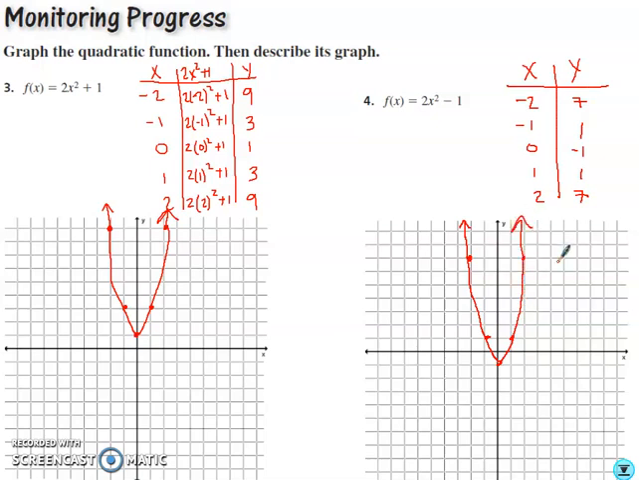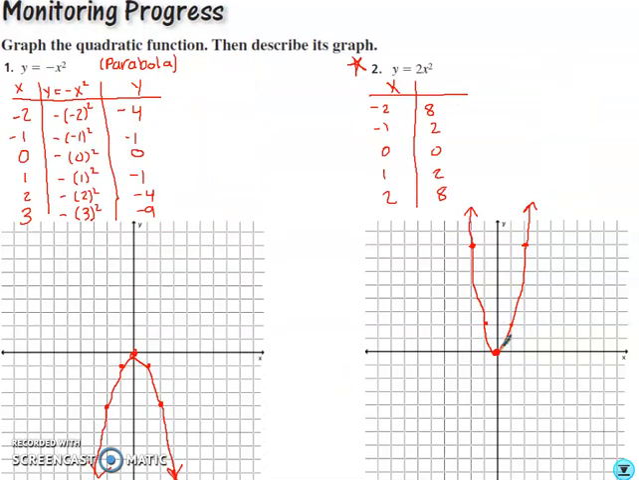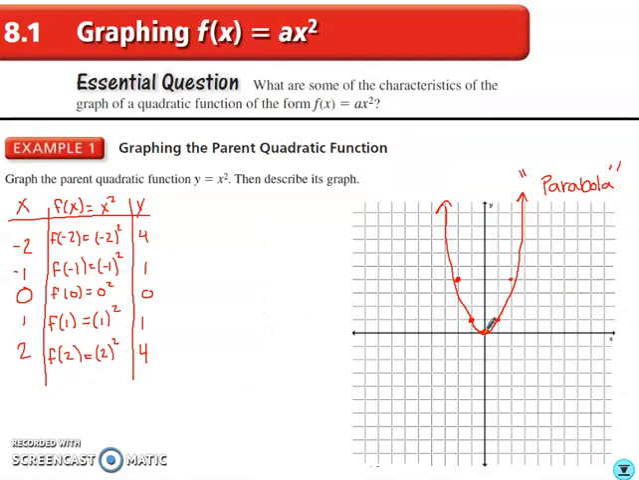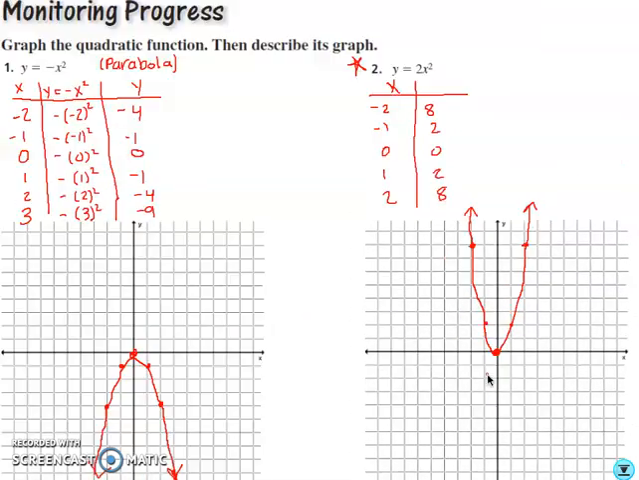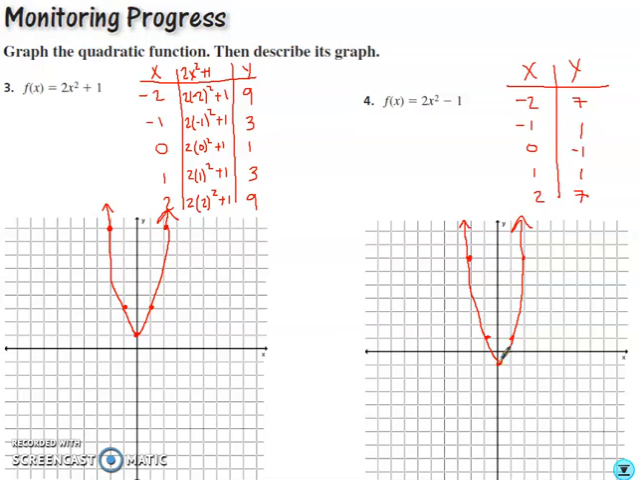Again, that U-shaped graph, but here, instead of being on the origin like the first 3 we did, we have now moved down 1, and that is because of the -1 that we have after our x squared.